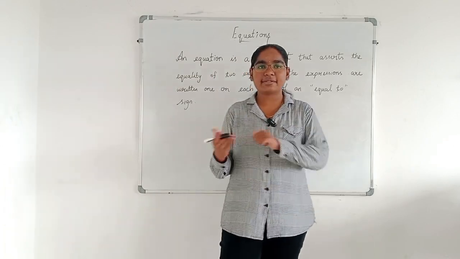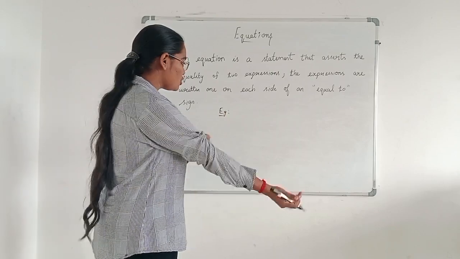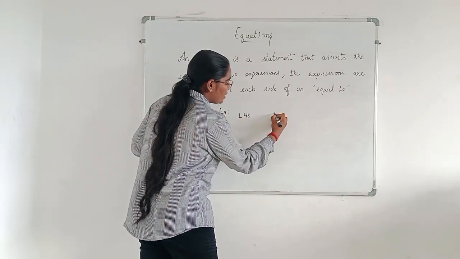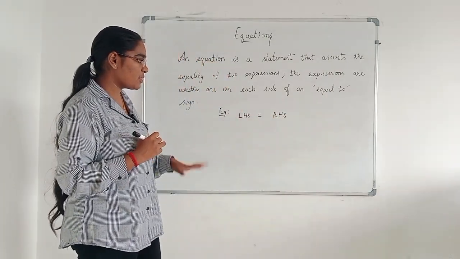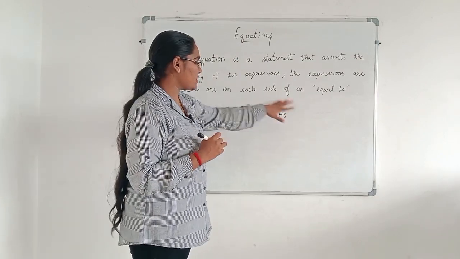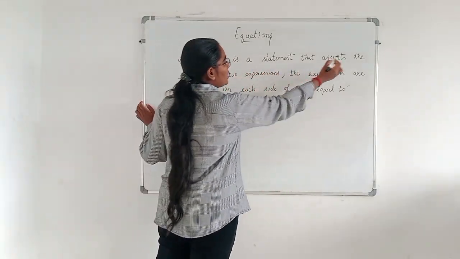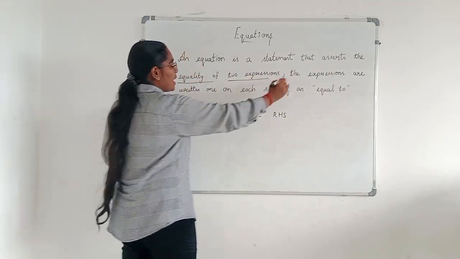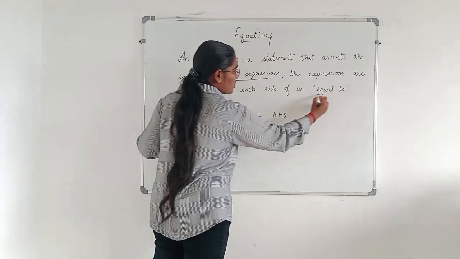Okay, let's learn. Equations, this is the definition of an equation. Usually an equation is accompanied by a left hand side, a right hand side and an equality sign. This is the equal to sign. When the left hand side and right hand side are equal, this forms an equation. An equation is a statement that asserts the equality of two expressions. The expressions are written one on each side of an equal to sign.